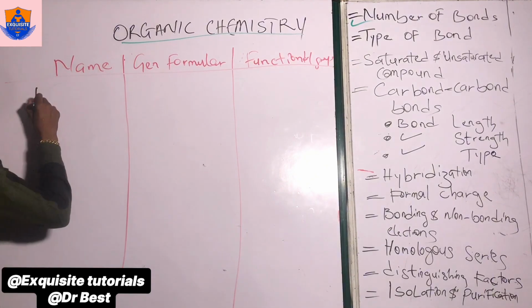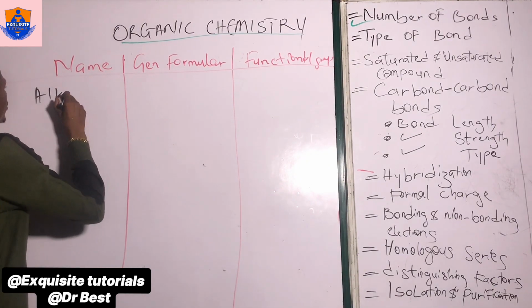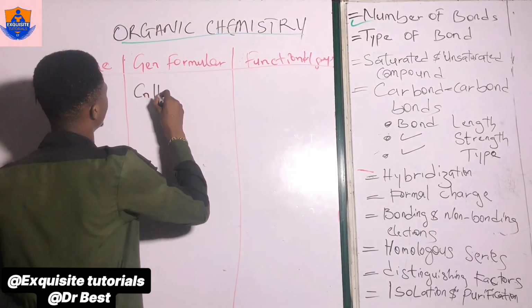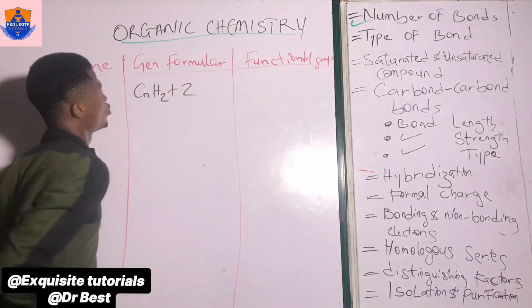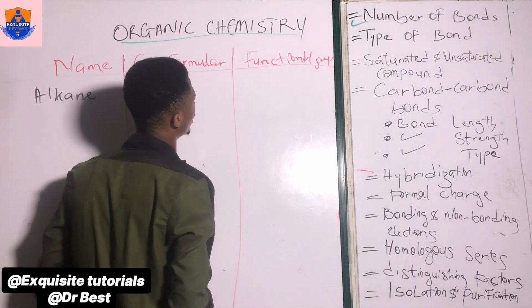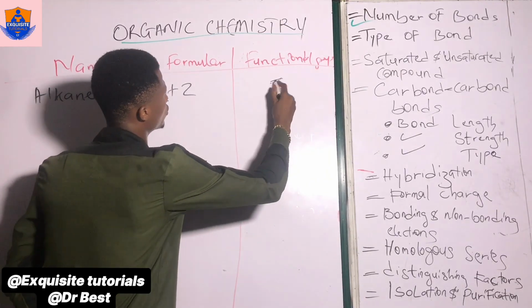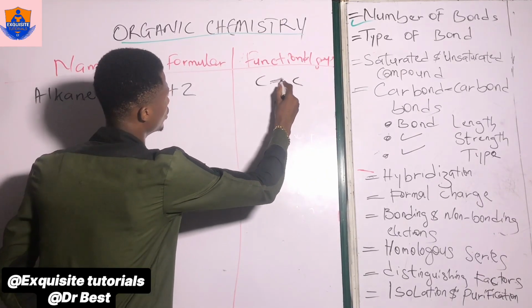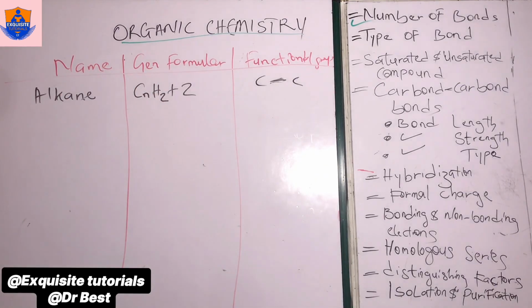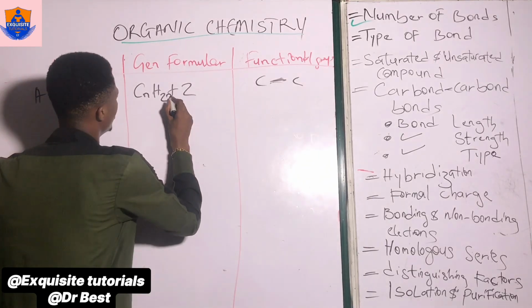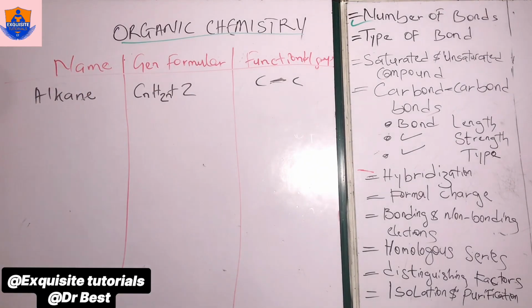We have our alkanes. Their general formula is CnH2n+2, and there's no special functional group. This functional group is your single bond. Now, this is how you get the number of any particular alkane.